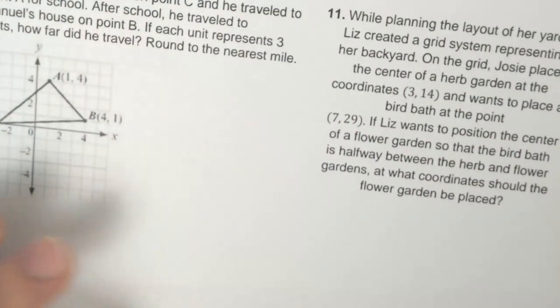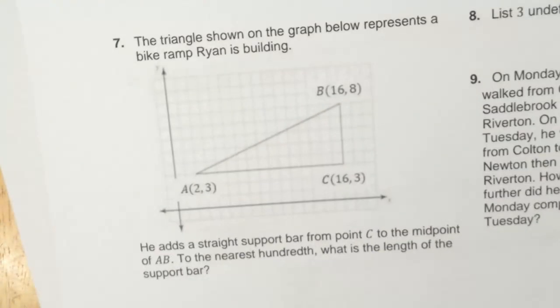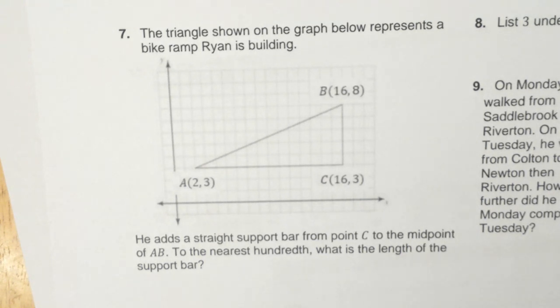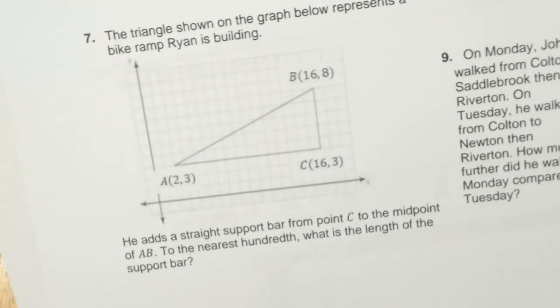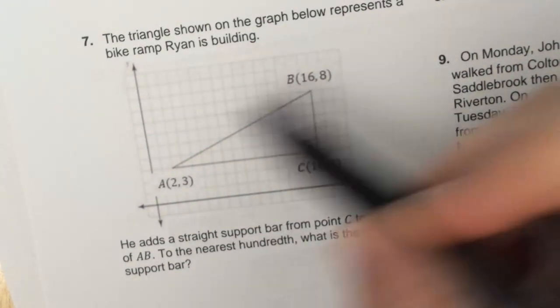Having trouble turning the page. Okay, and then, okay, we're on number 7. All right, so on number 7, we have the triangle right here.